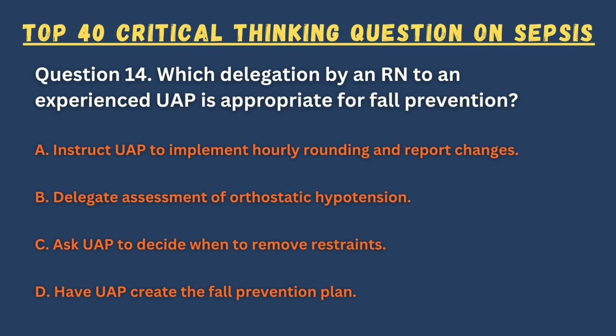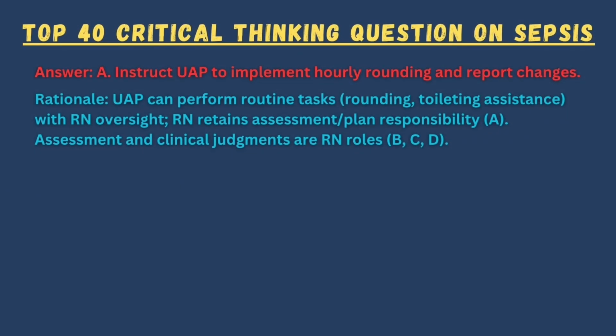A. Instruct UAP to implement hourly rounding and report changes. B. Delegate assessment of orthostatic hypotension. C. Ask UAP to decide when to remove restraints. D. Have UAP create the fall prevention plan. Answer. A. Instruct UAP to implement hourly rounding and report changes.